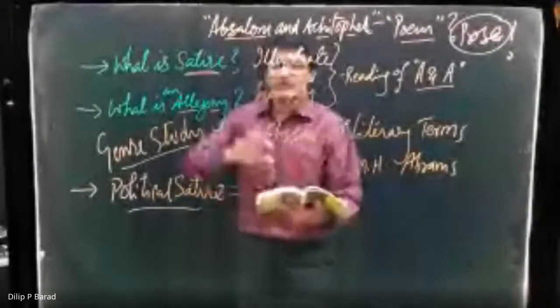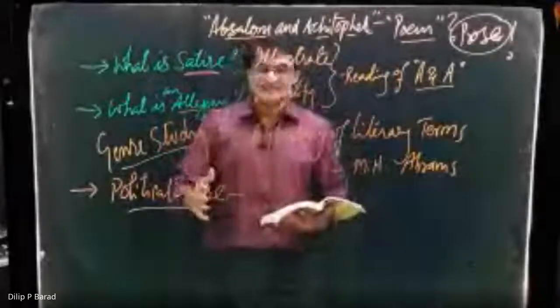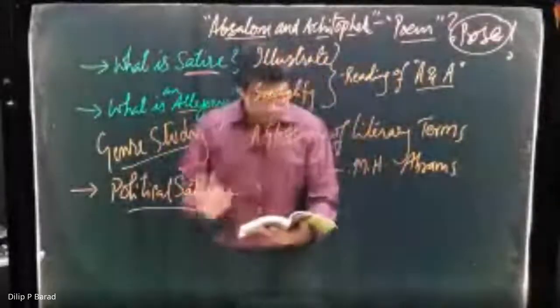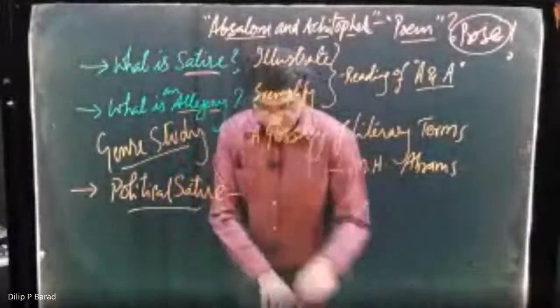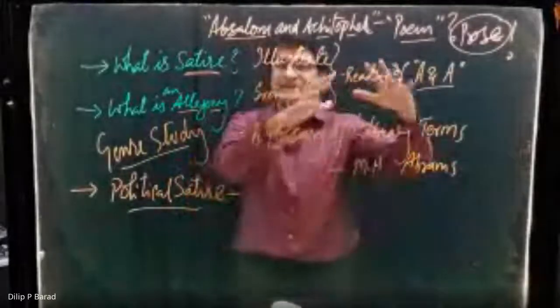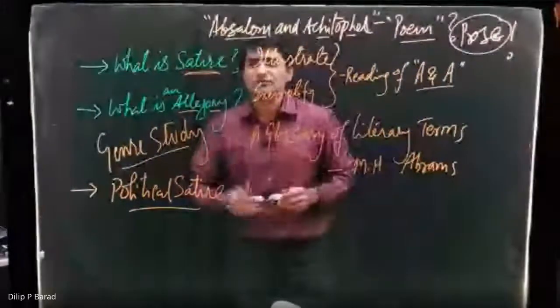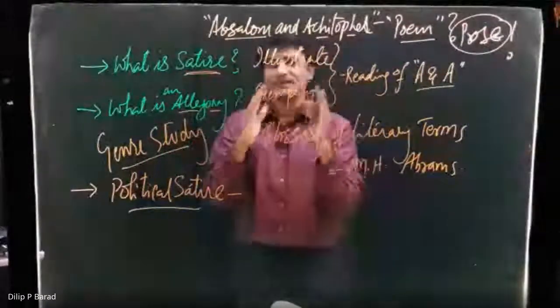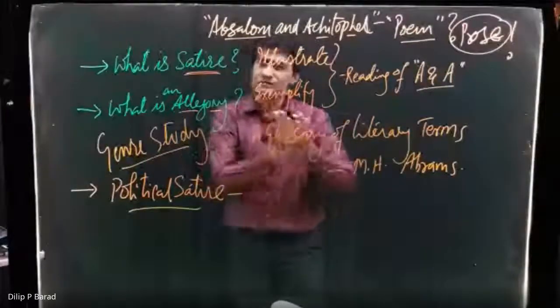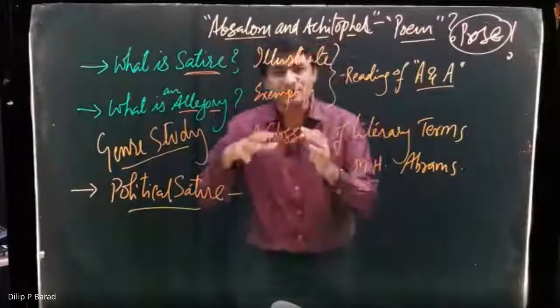So this is how satire is further distinguished, and then we have to see, in all these categories, where does my satire fall? My satire means Absalom and Achitophel. Where does it fall? Well, it will have characteristics of all. It is not only Horatian or Varronian. No, it will have parts of all those kinds of things.